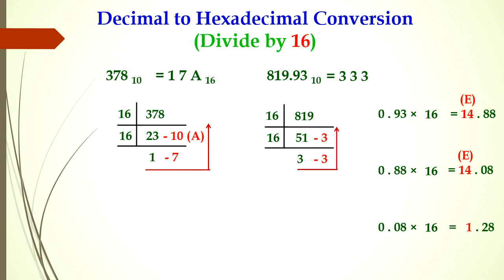Then we have to multiply 0.08 with 16, and this will be the result 1.28. So when we take the result for this process, we have to take from the top, which will be EE1. So the total result of 819.93 to the base of 10, when converted into a hexadecimal value, is 333.EE1 to the base of 16.